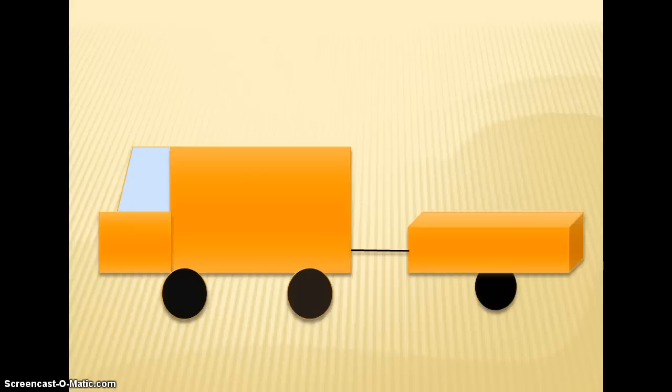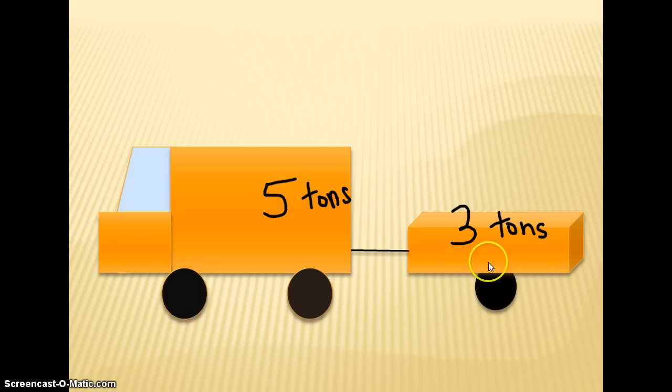So let's think about this. Okay, let's say that we're going to haul something. We're going to haul 5 tons of rocks. All right, we have 5 tons in the truck. We're going to pull the trailer behind it, and we're going to pull 3 more tons. So this truck and this trailer are going to go together, and they're going to make a total of 5 trips.